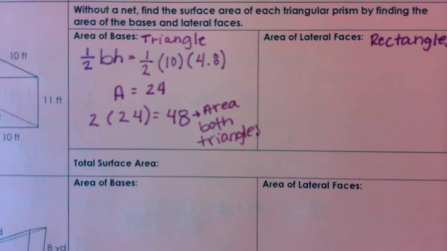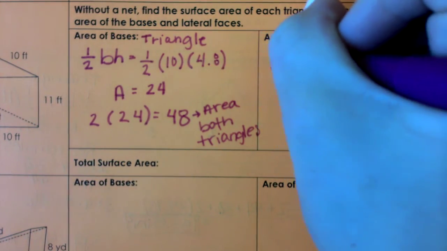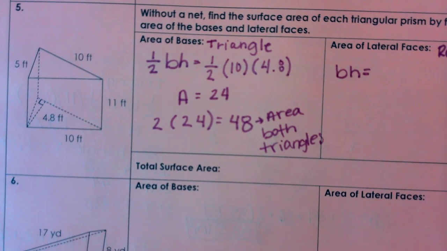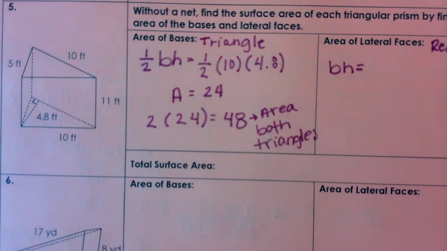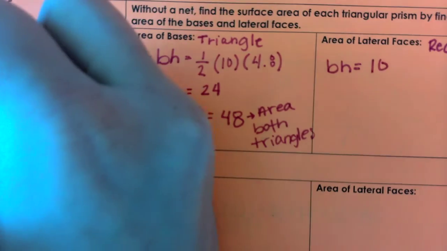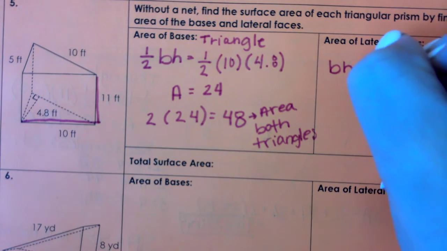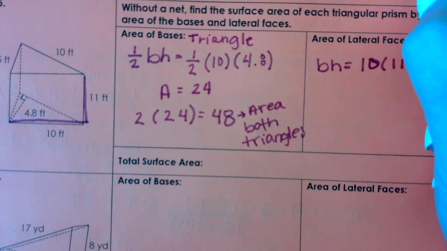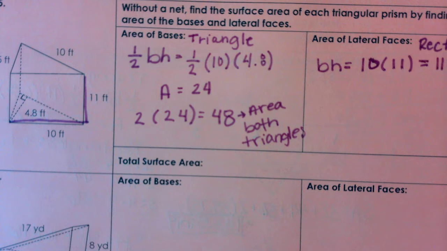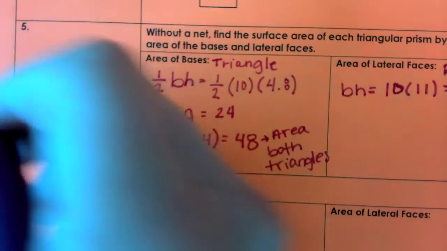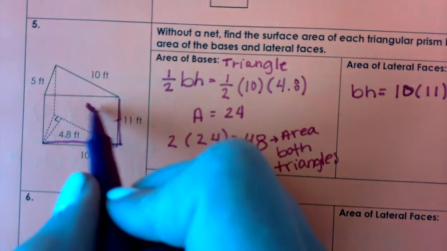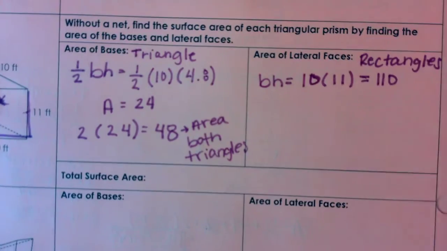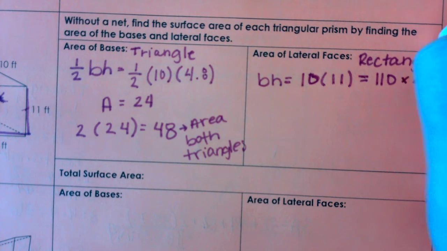Now I'm going to find the area for my rectangles, which is just base times height. What's the base of my rectangles? The base is 10, because it's this right here. What's the height? 11. So 10 times 11 is going to give me 110, which is 2 of the sides. It's going to be this outer side and this inner one. So I'm going to multiply that by 2 to get 220.